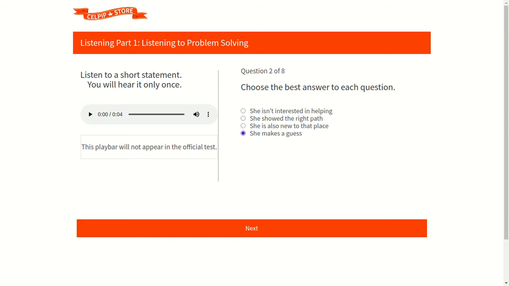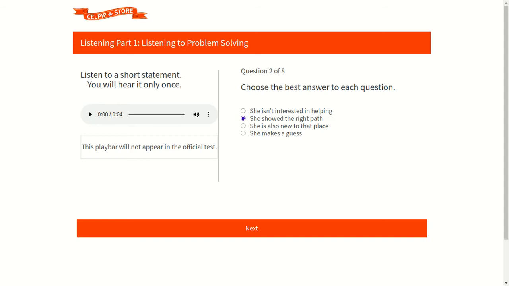We can listen very clearly in the audio that the man was new to the place, so he took help of the woman to go to the train station, and on the other hand the woman guided about train station to the man very well. So accordingly, option number 2 is the correct option, that is, she showed the right path.